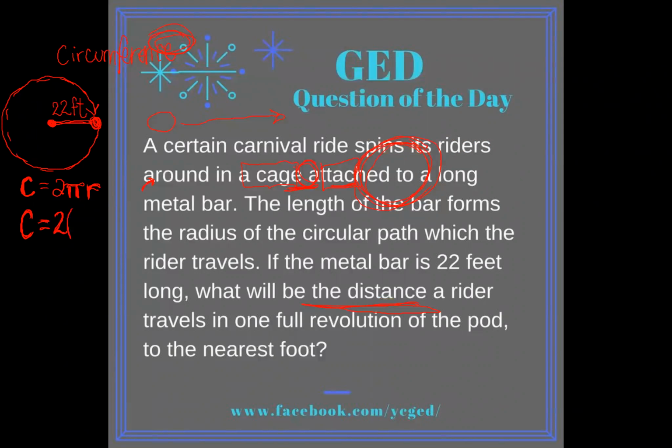I'm going to use that decimal approximation for pi, 3.14. Now notice I enclose pi 3.14 in parentheses. Why? Because when two things are shoved together like this 2 and this pi were, they are multiplying. So this is 2 times 3.14. And I'm going to times that by the radius. And my radius is 22 feet.